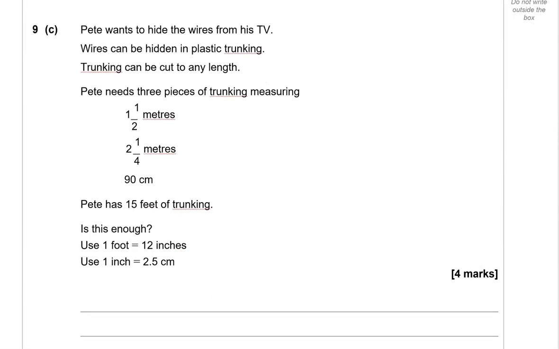Pete wants to hide the wires from his TV. Wires can be hidden in plastic trunking. Trunking can be cut to any length. Pete needs 3 pieces of trunking measuring 1.5 meters, 2.25 meters, 90 centimeters. Pete has 15 feet of trunking. Is this enough? Use 1 foot equals 12 inches. Use 1 inch equals 2.5 centimeters.